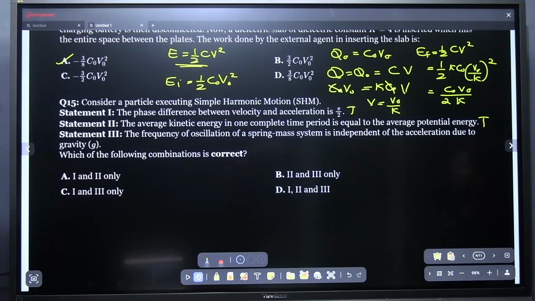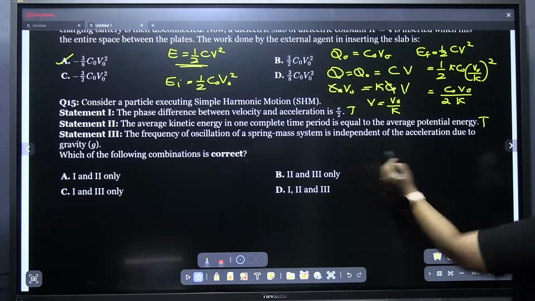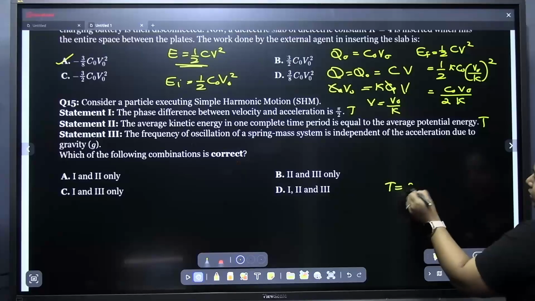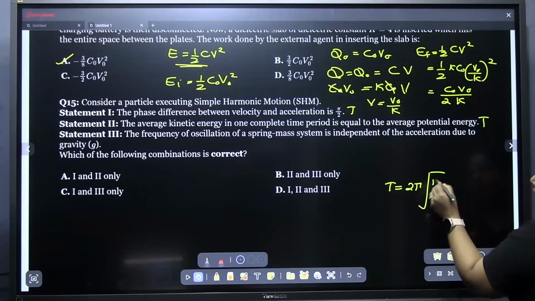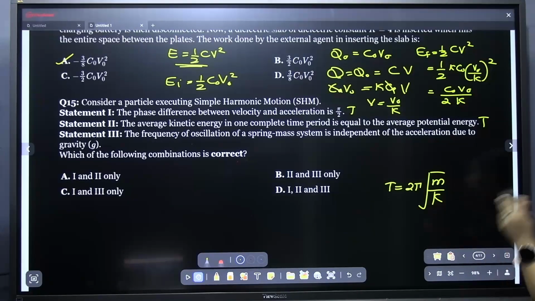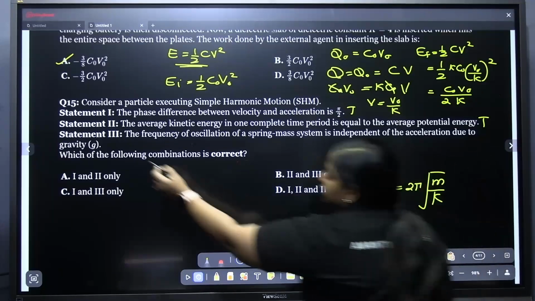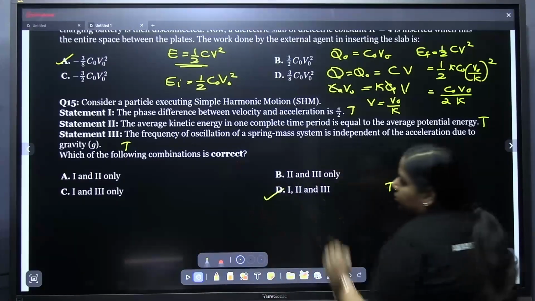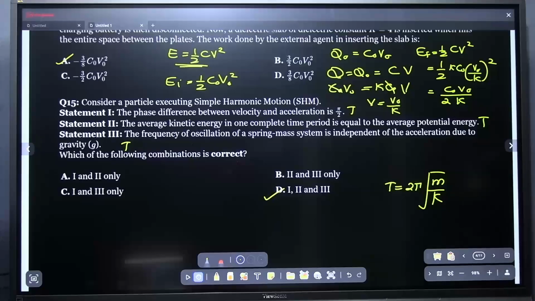Third one, frequency of oscillation of spring mass system is independent of acceleration due to gravity. We know for spring mass system, time period equals 2 pi root m by k. There is no g in the formula. So this is also true. Answer is option D. Is it clear?